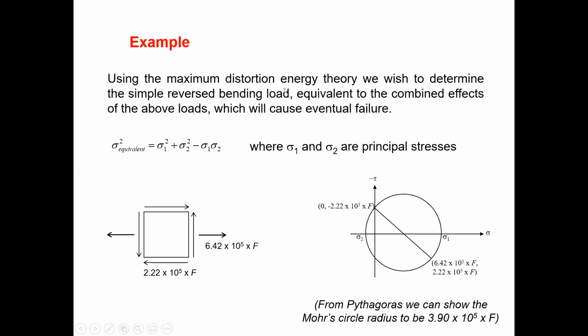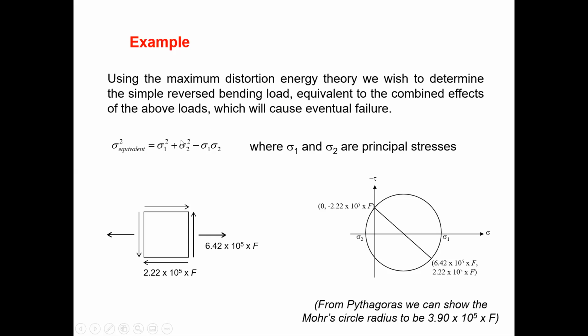Then what you need to do, this is very basic theory now for you, because we already did so many examples with that. So you can draw the Mohr circle, or if you want, use the equation also. Anyhow, you need to find the principal stresses. Okay. Using the maximum distortion energy theory, we wish to determine the simple reversed bending load equivalent to the combined effect of the above loads, which will cause eventual failure.